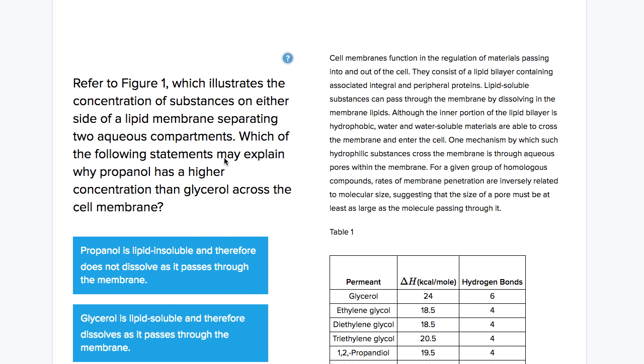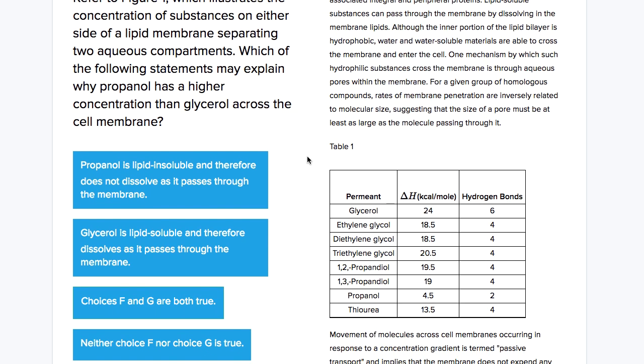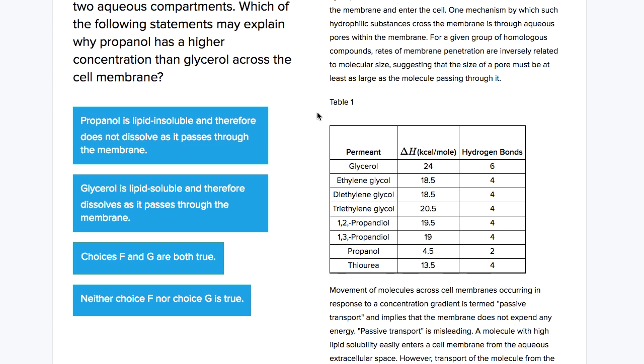It says, which of the following statements may explain why propanol has a higher concentration than glycerol across the cell membrane? So when I see this word may, what that tells me is I'm not going to have an answer that for sure is a detailed explanation for exactly why it's higher, but I'm going to have to do a little bit of reasoning or a little bit of inference. So let's look at our answer choices.